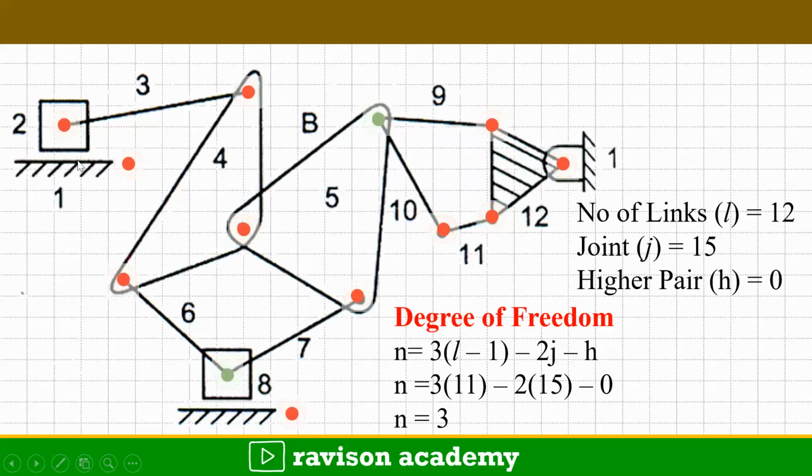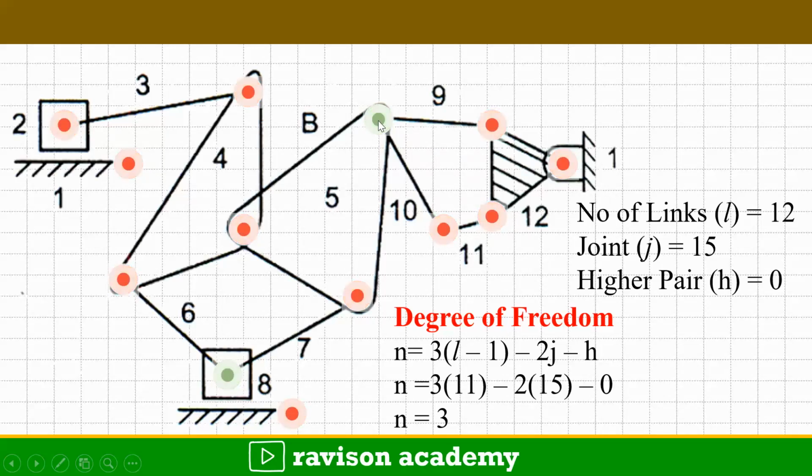This is a slider, 3 is a binary link, 4 is a ternary link, 5 is also a ternary link which has 3 connection points. 6 is a binary link. 7 is a binary link. 8 is a slider. 9 is a binary link. And 10 is a binary link. 11 is also a binary link. 12 is a ternary link. So here all the joints are binary joints except the point highlighted in green color.